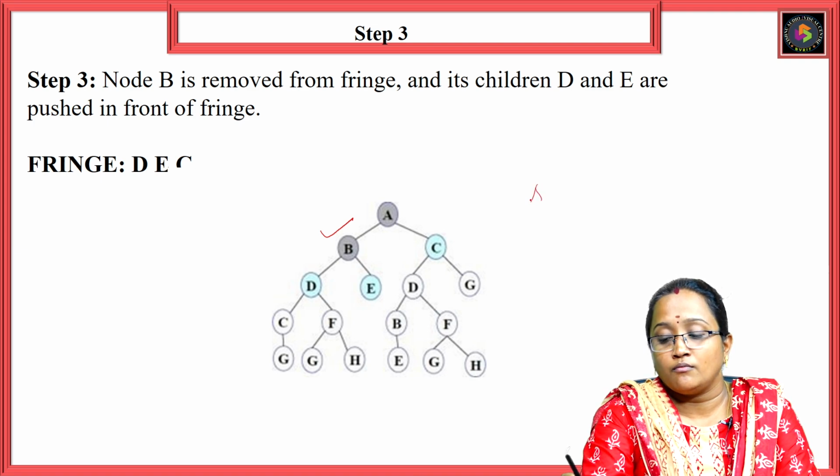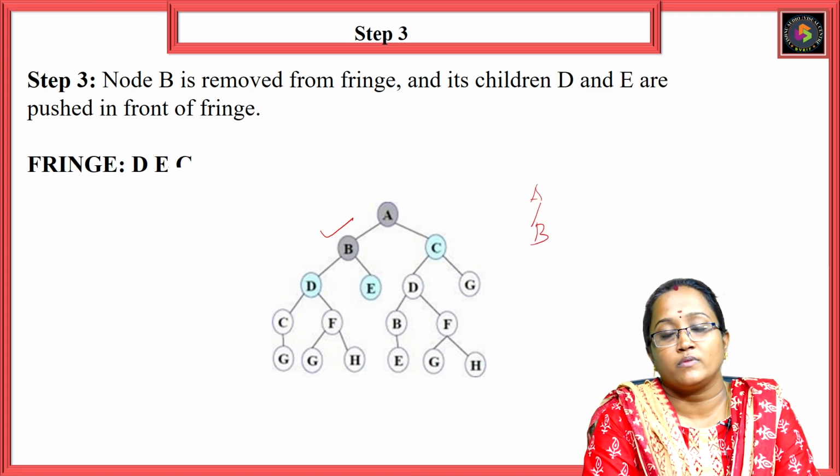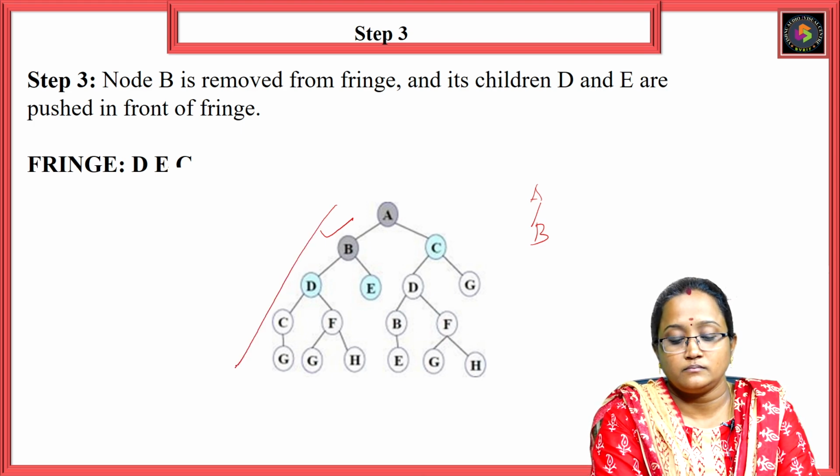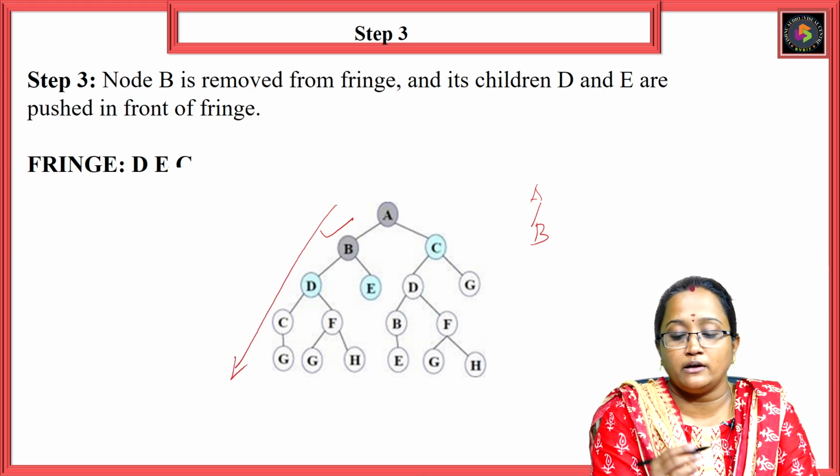So from A we have seen B, because it is depth-wise. By this depth, you are going to find the search.